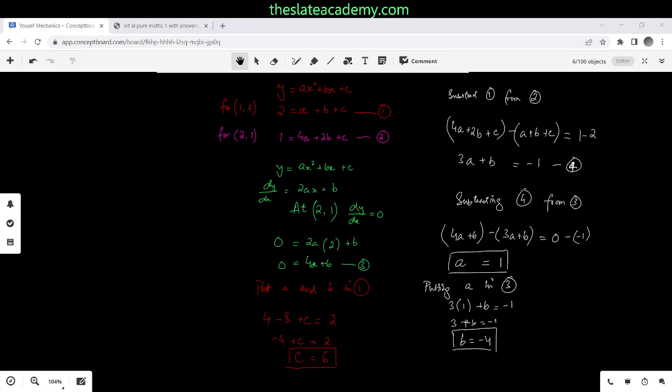Doing this part again: a plus b plus c is equal to 2. A is 1, b is minus 4, plus c is equal to 2. 1 minus 4 is how much? Minus 3, plus c is equal to 2, and then adding 3 on both sides, I get c is equal to 5.